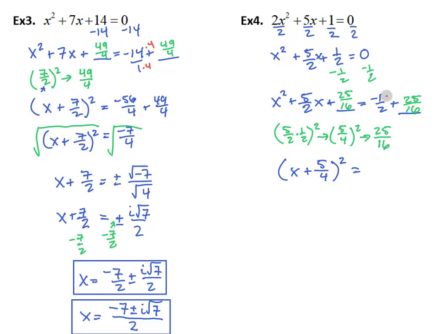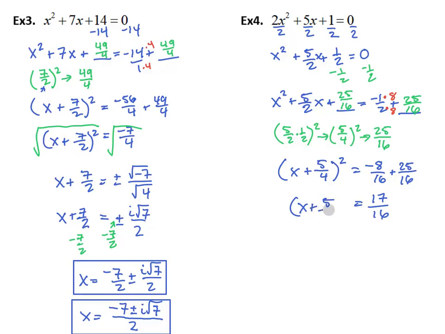Now over here, when we go to combine some stuff, we're going to need common denominators, not like terms. So 16 is probably a good place to make these two meet. So let's multiply that one top and bottom by 8. That gives me -8/16 plus our 25/16. Now we can combine those numerators, which gives us 17/16.